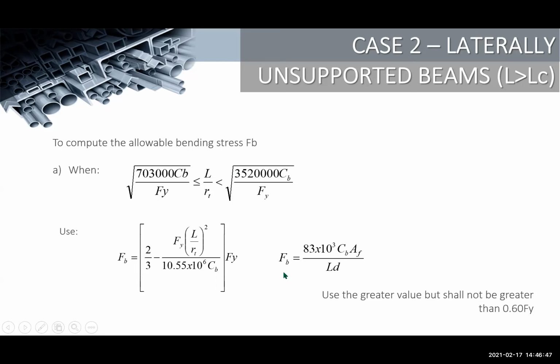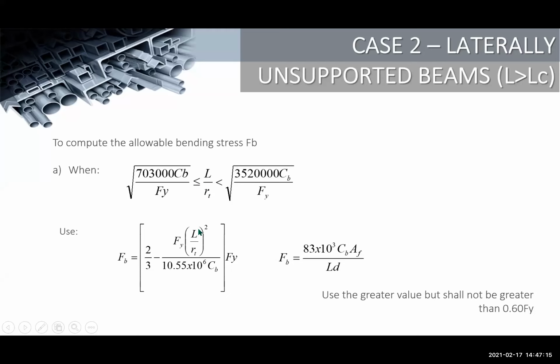Ulitin ko, no? In solving for your FB, we will compute three values. For this one, and for the 0.6 Fy. Now, these two should not exceed 0.6 Fy. If ever they do, we will use the 0.6 Fy. Pero ulitin ko, yung mas malaki sa dalawa, if they are both less than 0.6 Fy. So yun, this is the first condition, and then these are the equations.